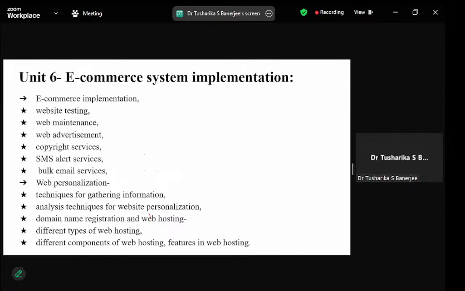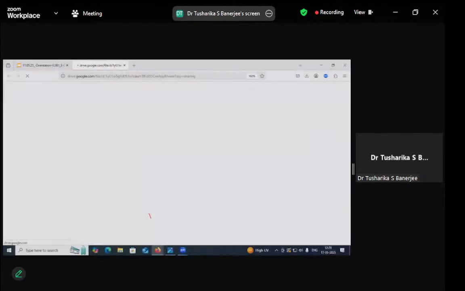So techniques for gathering information, you should know about clearly how you are gathering the information about the people who are visiting, about the market, all these things you will be studying. Analysis techniques for website personalization, domain name registration, otherwise your website is not secure and nobody is going to come and trust you. Different types of web hosting, different components of web hosting, features in web hosting. All these things will be studied in the practical chapter, जो है unit number 6, unit number 4, unit number 6, unit number 3. ये सब आपके practical chapters हैं. ये सब आपको पढ़ना है और ये आपका सिलेबस है.